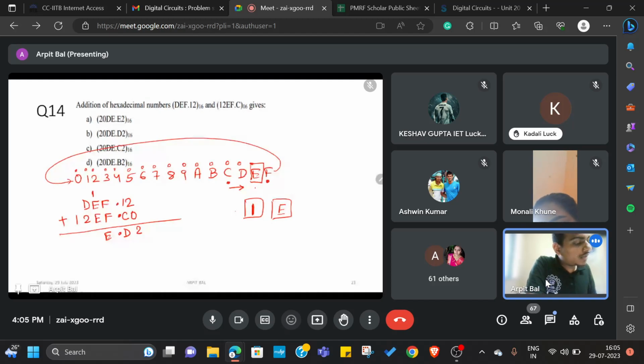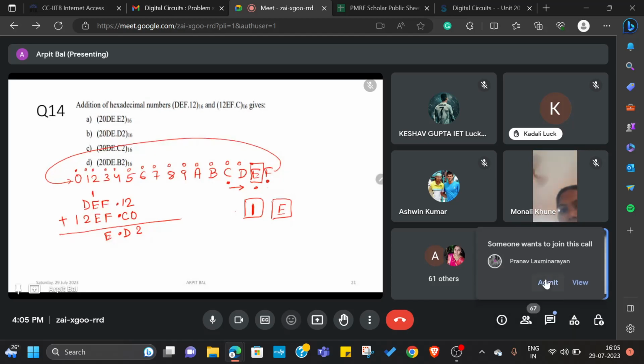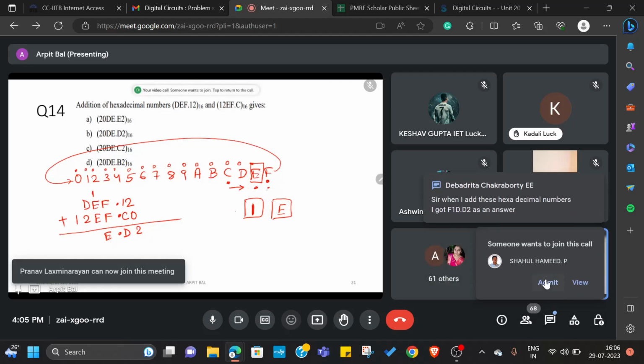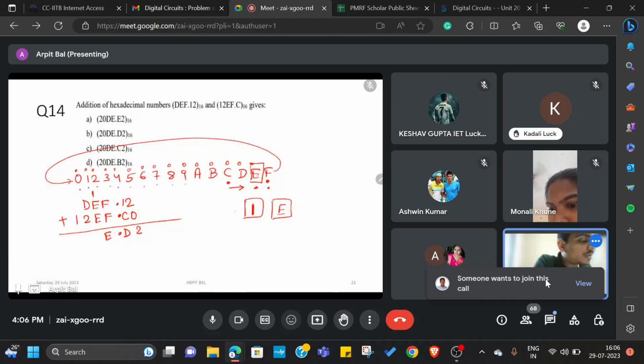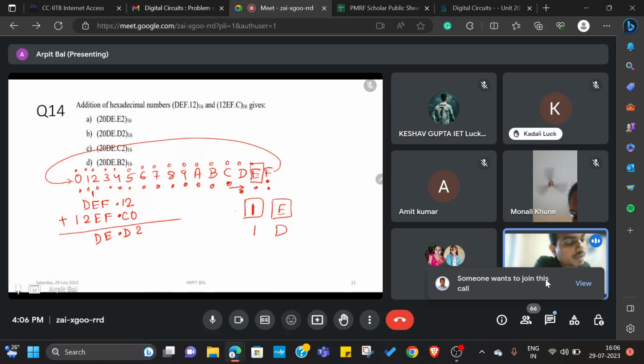We start from E and move to the right. 1, 2, 3, 4, 5, 6, 7, 8, 9, A, B, C, D, E, and then there is also a plus 1, so we arrive at D. So here we will have D, and because we moved around by 1 time, it will be 1D and 1 will be in carry.